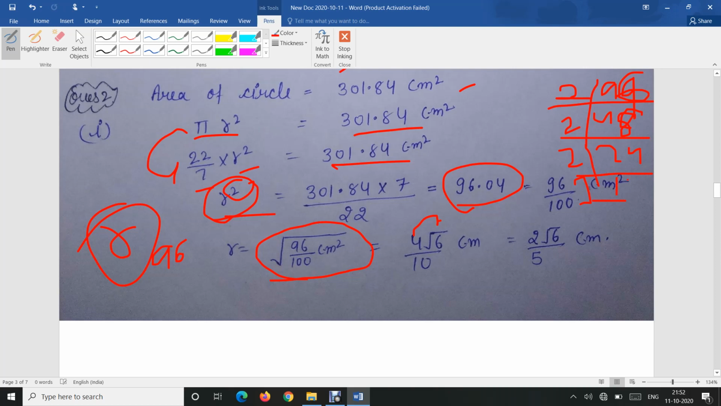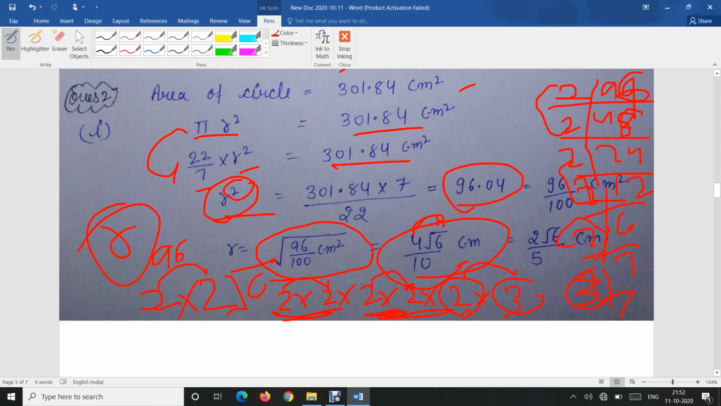After that 2 1s are 2, 2 2s are 4, 2 6s are 12, 2 3s are 6, and 3 1s are 3. Now this is one pair, this is the second pair, but here there is no pair for 2 and 3. So you have 2 into 2 into 2 into 2 into 2 into 3. You have one pair, two pair. So you can write this pair as ones, and also this pair as ones. But this 2 and this 3 have no pair, so you have to write them under the square root. 2 3s are 6. So you will have 4 root 6 upon 10 centimeter. This will be the answer for this question.